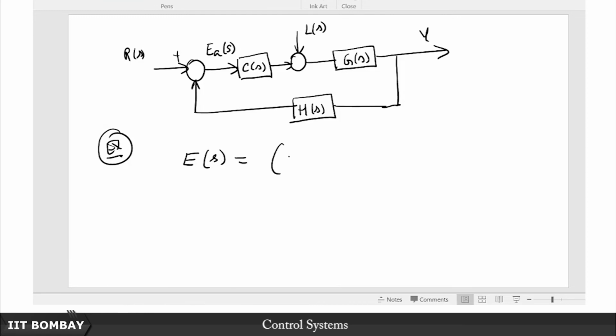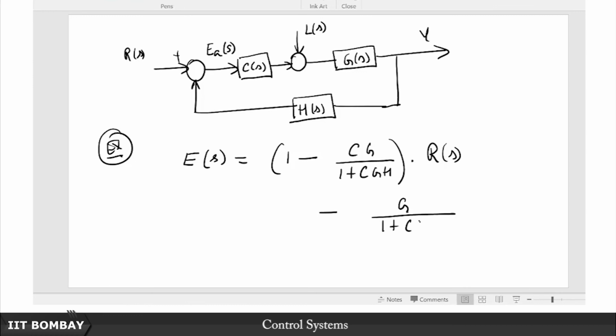So you will see that the error is 1 minus C G upon 1 plus C G H times R of S, again these are all arguments in S, I have dropped them for brevity, minus G upon 1 plus C G H times D of S, or rather L of S. I call it the load disturbance, so it is L of S.